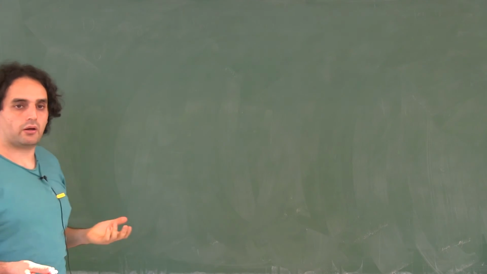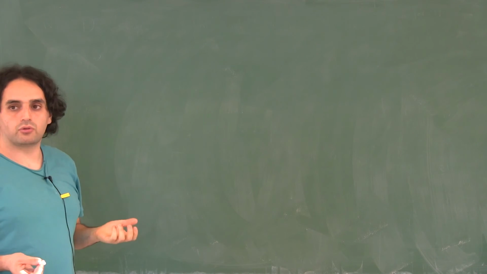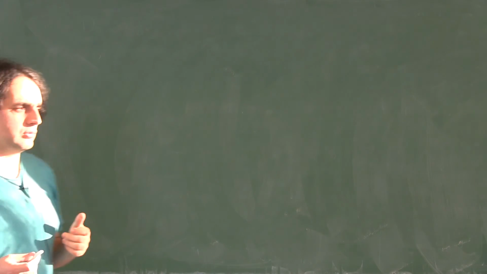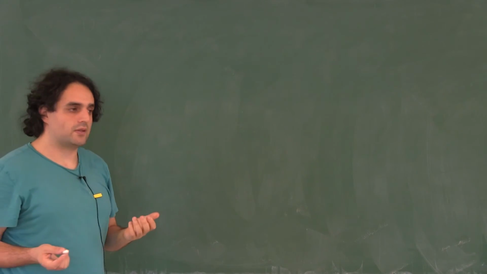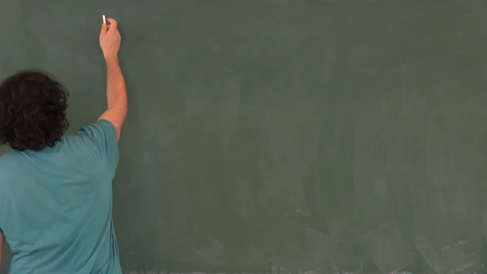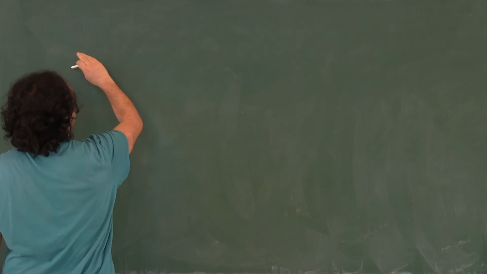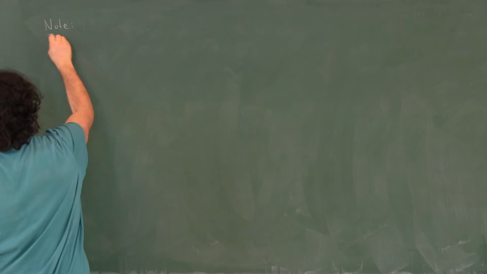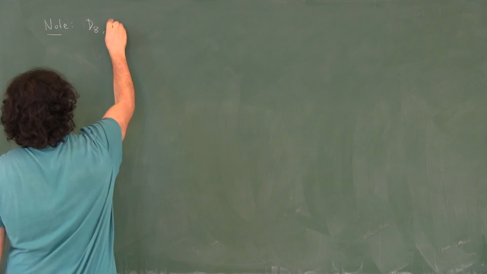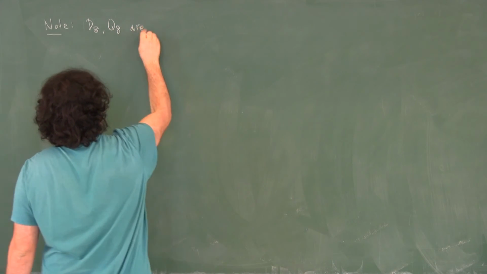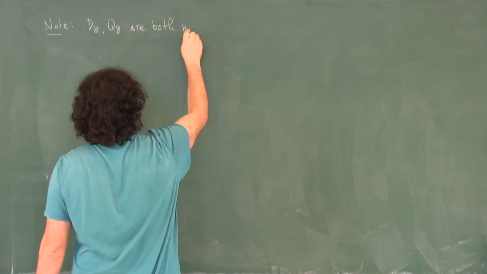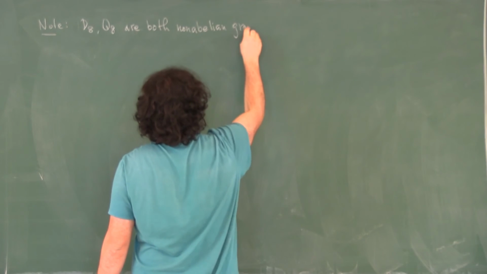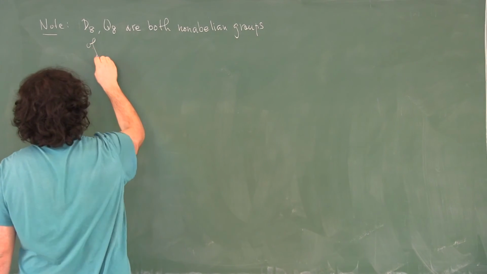Okay, now let's compare to the dihedral groups. Which dihedral group is going to be most closely related to the Quaternion group of order 8? Well, as you guessed, it's going to be the dihedral group of order 8, the dihedral group that has the same order. So note, D8 and Q8 are both non-abelian groups of order 8.